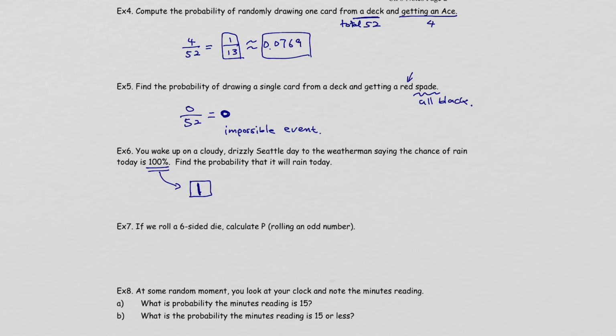The next one is, again going back to the 6-sided die, calculate the probability of rolling an odd number. So remember we said the sample space will be 6, but then getting an odd number will be either getting 1, 3, or 5. So out of 1 through 6, odd numbers are 3 of them. So 3 out of 6, your probability of rolling an odd number will be 1/2.